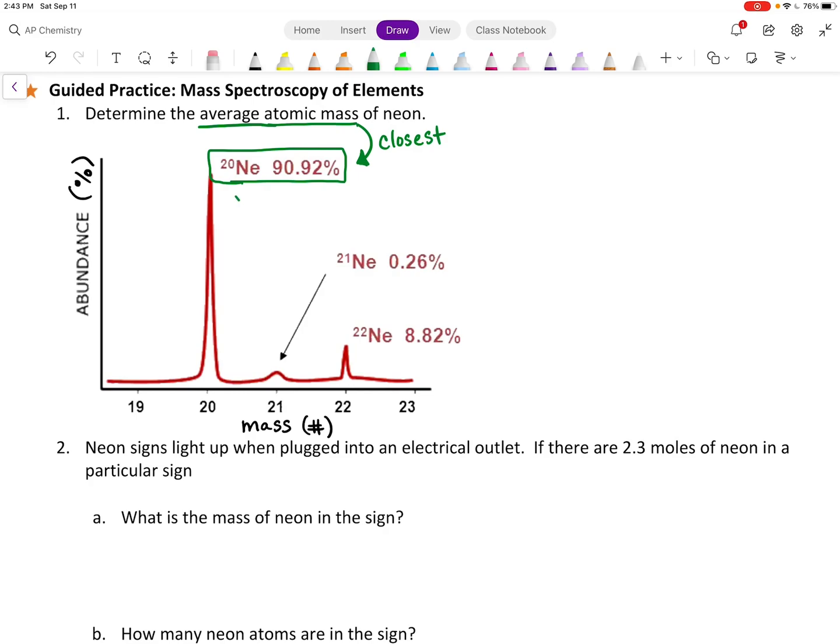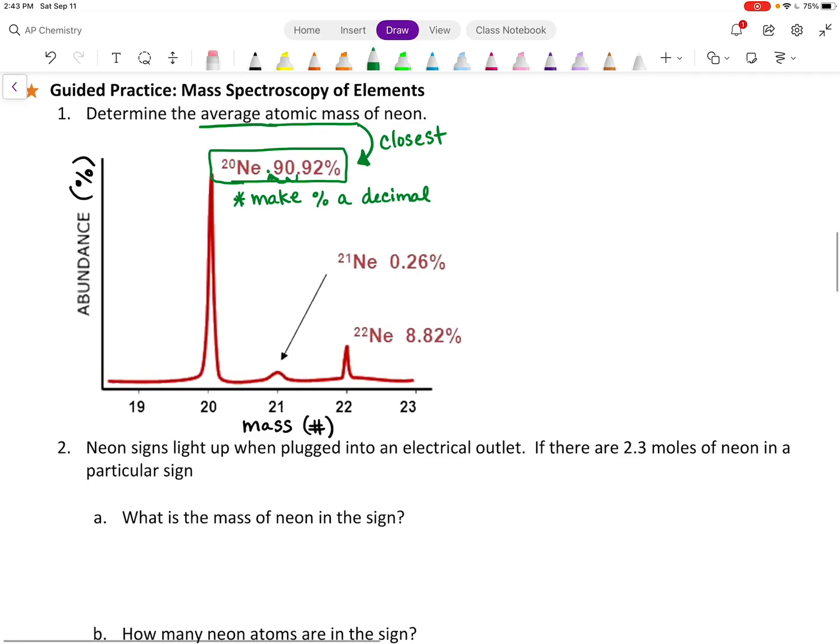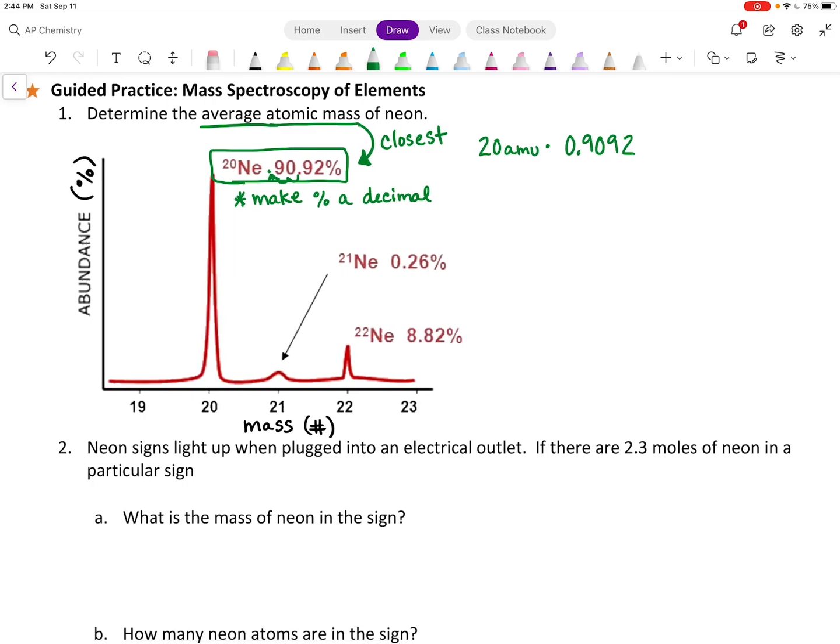We're going to make the percent for each one of these. So we're going to make the percent a decimal. Just move your decimal 2 places to the left or divide by 100. Whatever you like to do. And then we're going to multiply it by the mass, and in this case it'll be the mass number. So for 20, it's 20 AMU times our abundance, 0.9092, okay? And we'll find out what that subtotal is here.